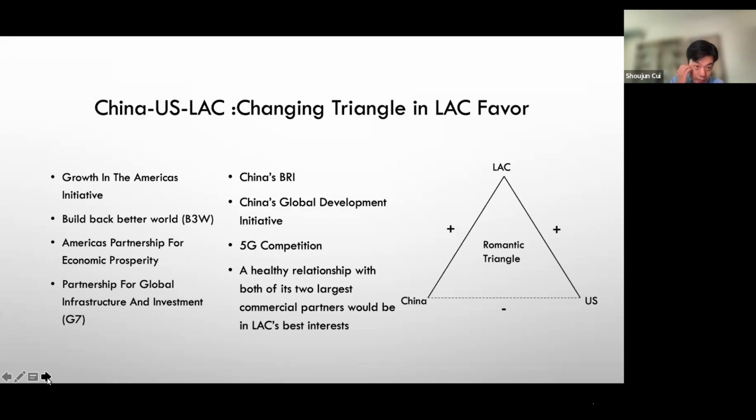The Biden government unveiled the Growth in the Americas initiative, and also the B3W, the America Partnership for Economic Prosperity, and also the Partnership for Global Infrastructure and Investment. I think some of those initiatives are specifically designed for Latin America, others for developing countries. More or less, Latin America will benefit from those initiatives. On the Chinese side, China has the BRI. BRI will continue without any doubt.